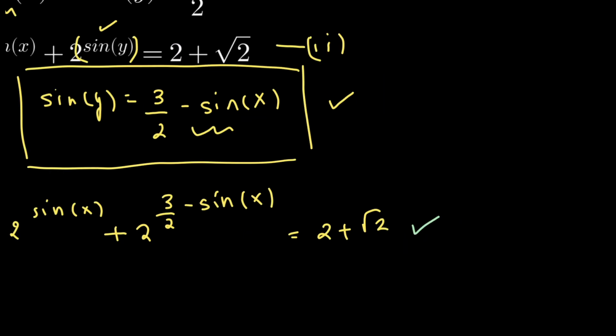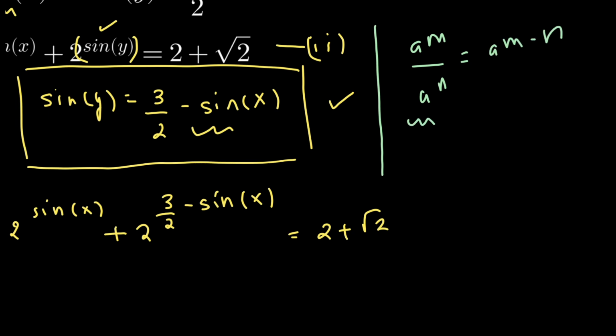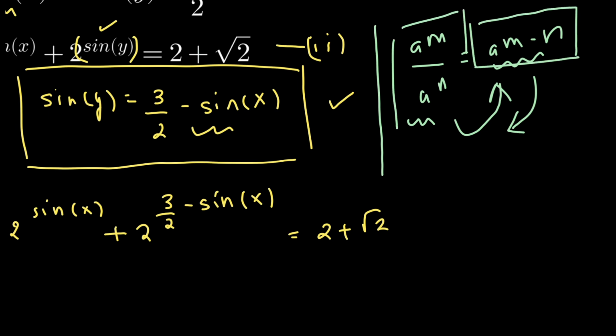Now to simplify this equation we are going to use an exponential property, that is a to the power m upon a to the power n equals a to the power m minus n. If the term is like this, it can be turned into this, and if the term is in this form, it can be written like this. So this property we are going to utilize in this term. We have 2 to the power 3 upon 2 minus sin of x. So that is in this particular form, so we can change this thing in this way.